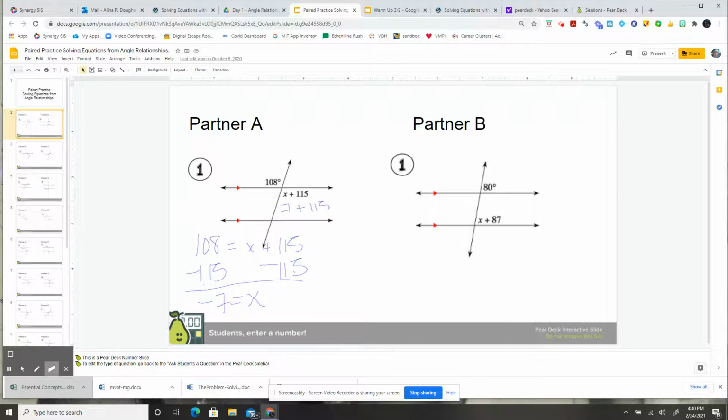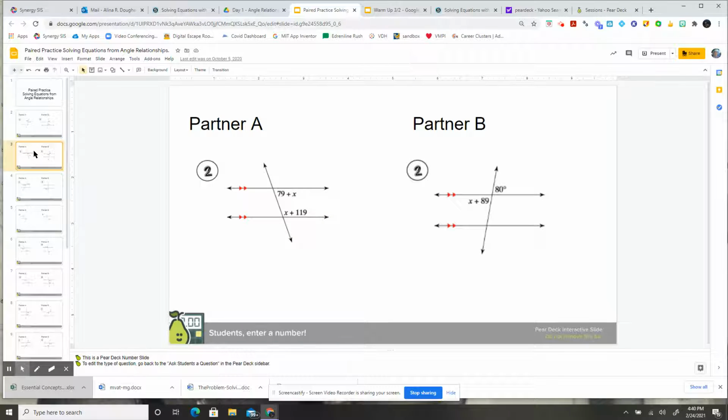So always go back and check your work. Make sure you did it right. So if I go back in here and I do -7 plus 115, I definitely get 108. Check your answers, see if you got the right one. And let's go to the next one.